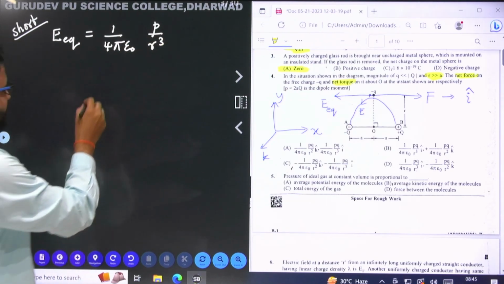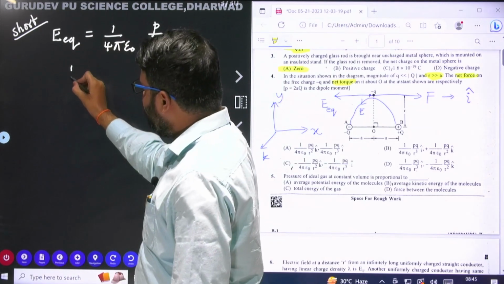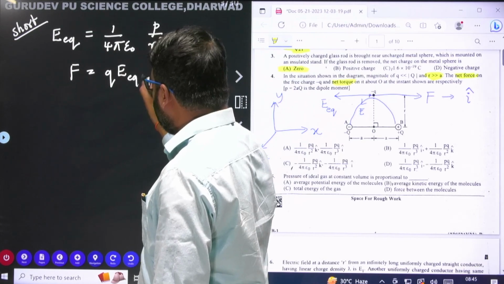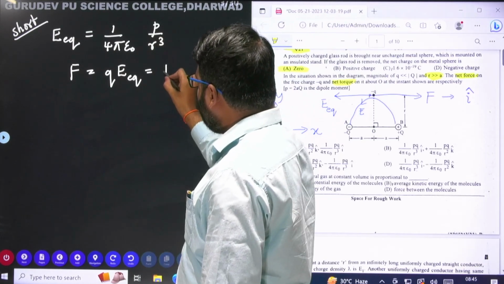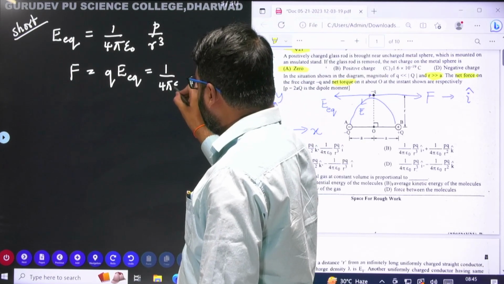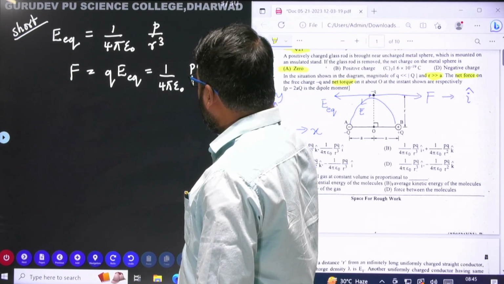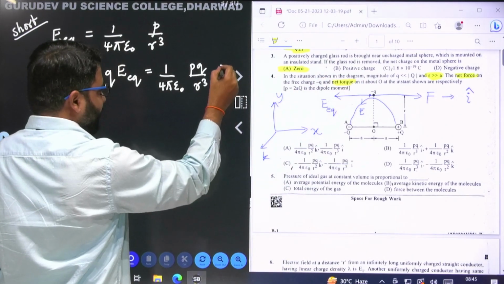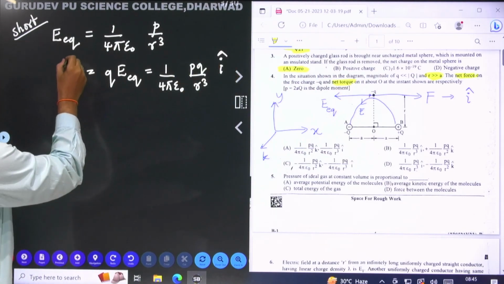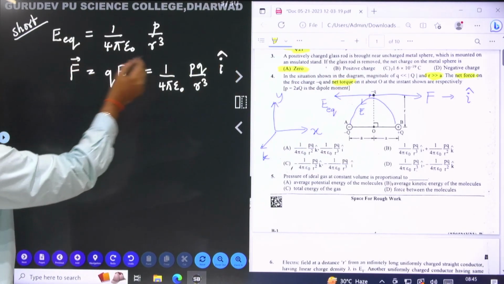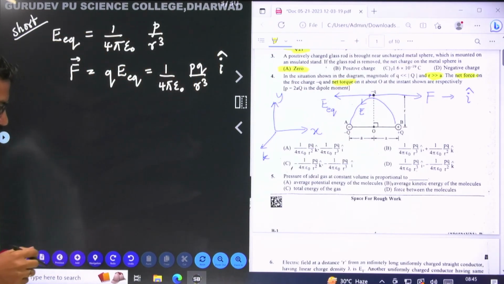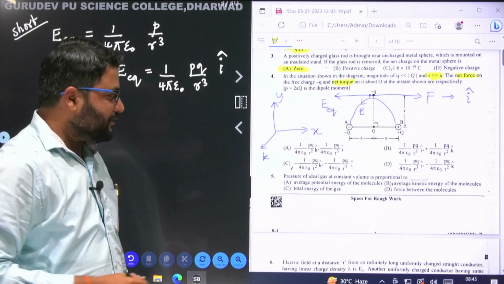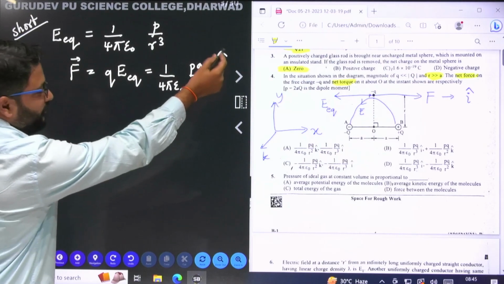Now I have to find the force. To find the force, I would write F is equal to the charge into the electric field on the equatorial line. So you would get 1 divided by 4 pi epsilon naught, pq divided by r cube. And we know this is along i cap, so I would mark it as i cap. Since this becomes a vector, I have to mark a vector sign here. I'm sorry if I make some mathematical error, but my intention is to give you the answer. So F is valid with this option.